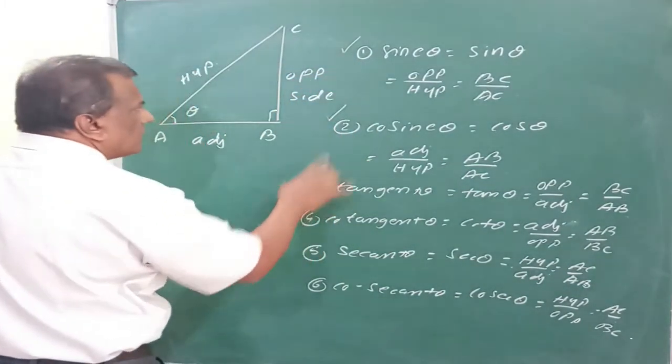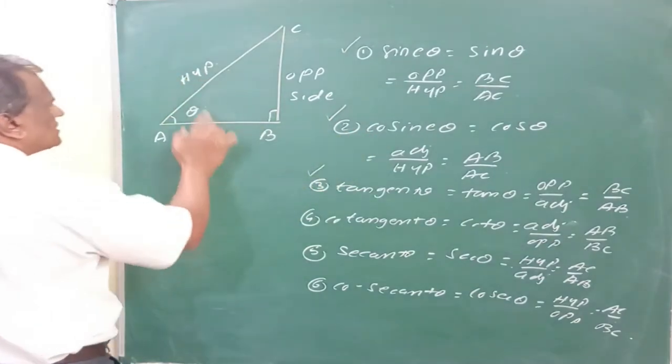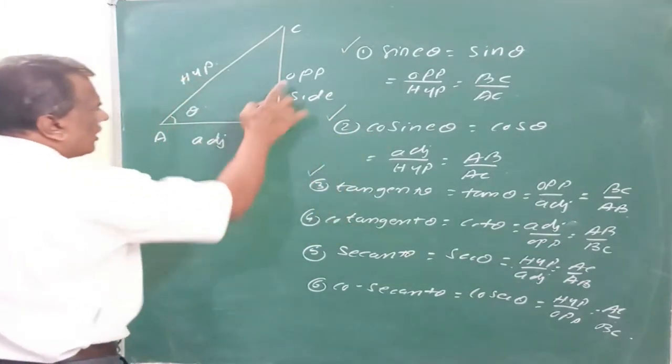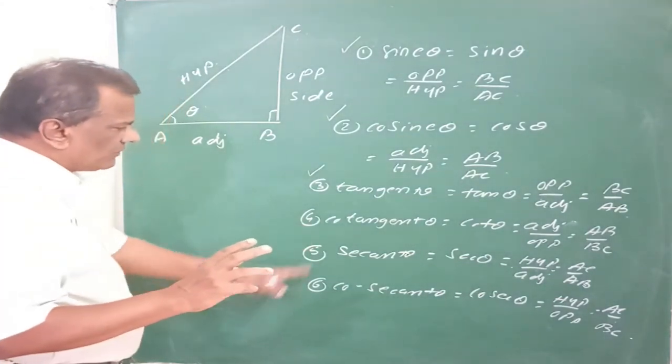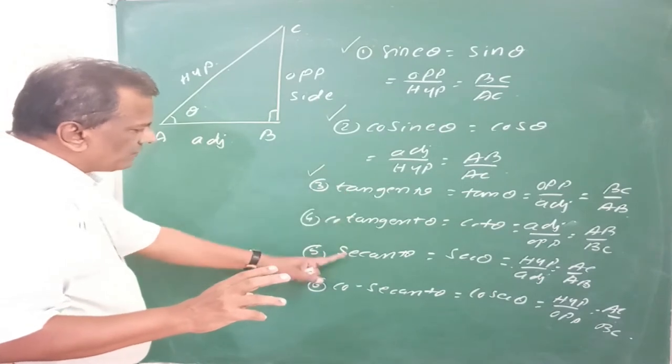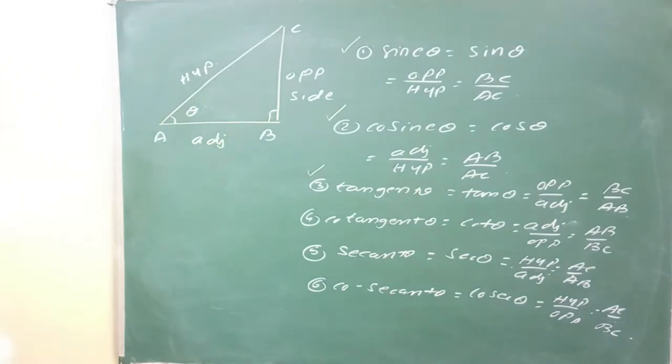Remember 1, 2, 3. Sine, opposite upon hypotenuse. Cos, adjacent upon hypotenuse. Tan, opposite upon adjacent. If you remember the three, automatically you can derive the remaining three. Cot is the reciprocal of tan, sec is the reciprocal of cos, cosec is the reciprocal of sine. So this is the first part that you should remember in trigonometry.